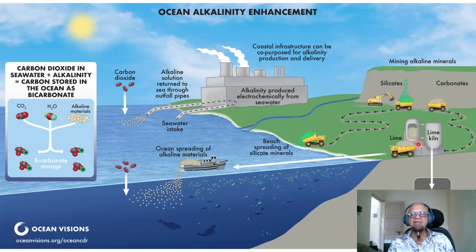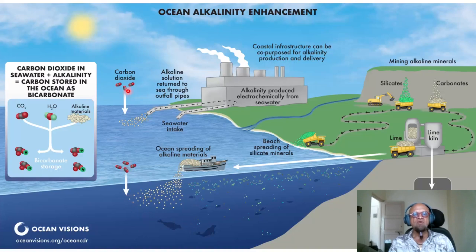A lot of the lime kilns are for cement production, but you can alter that process to take out CO2 because it's a point source, so it's easier to do. But the energy used is really high for cement production, which is also something to worry about in terms of reducing emissions. So beach spreading of silicate materials, or you take these materials on a ship and do ocean spreading of alkaline materials, and you drive more CO2 uptake as shown here.